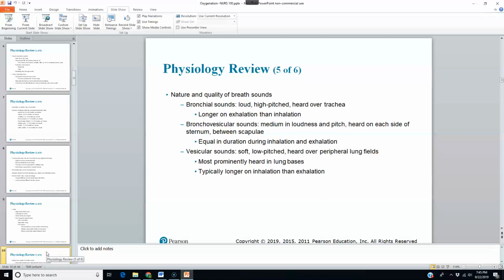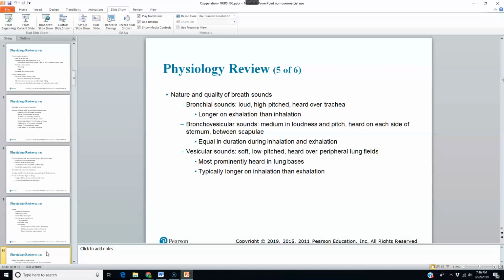And when you listen to these breath sounds over the trachea, you're going to hear what we call bronchial sounds, and the sounds are much longer on exhalation than they are on inhalation, okay?